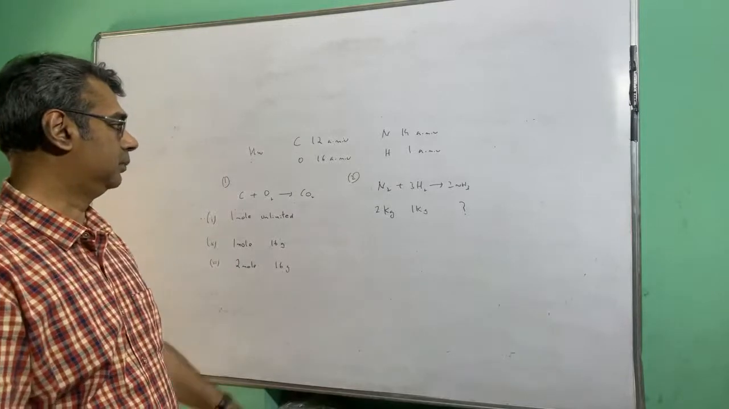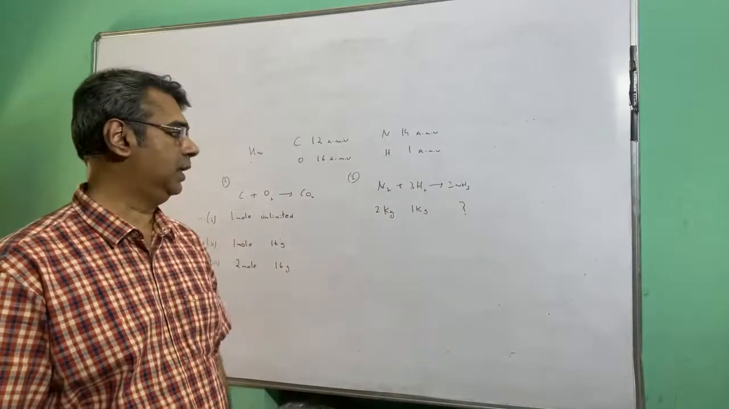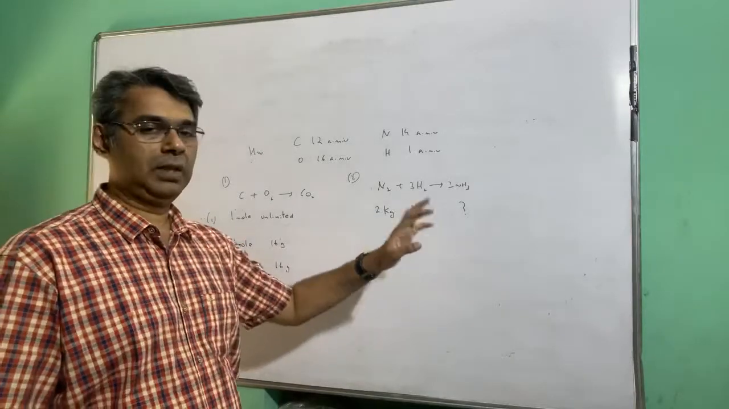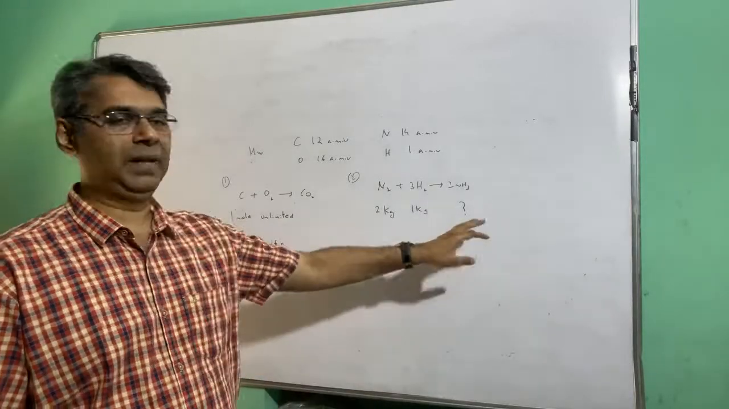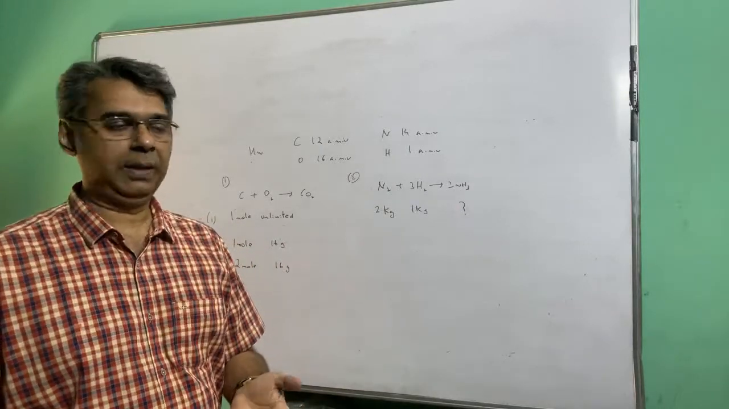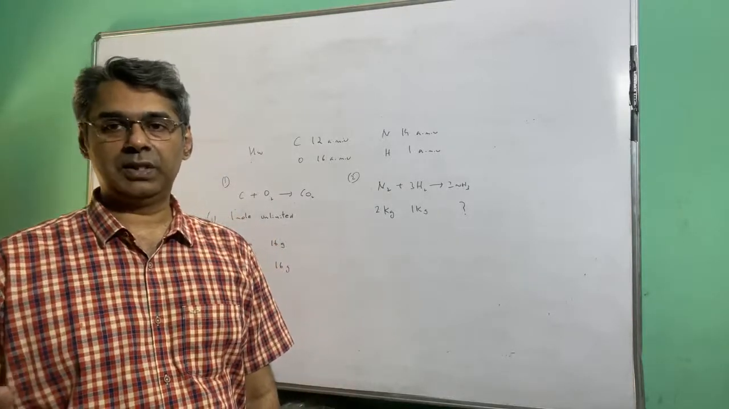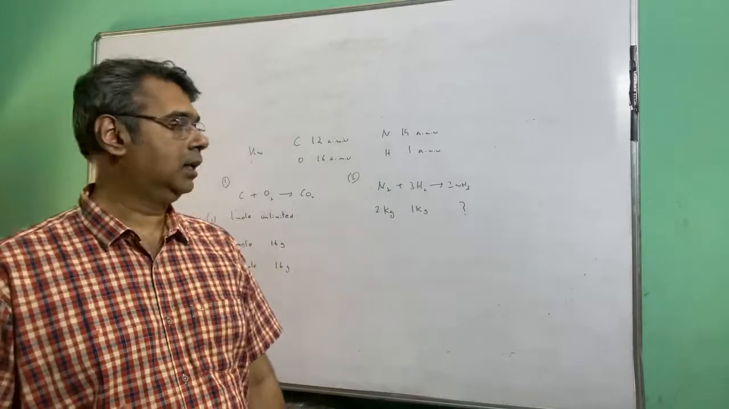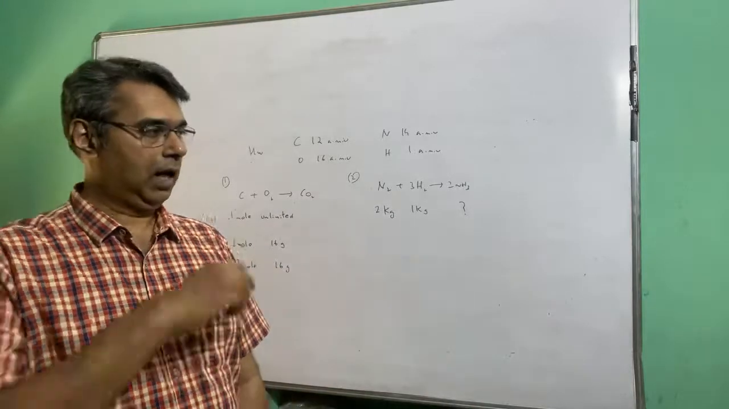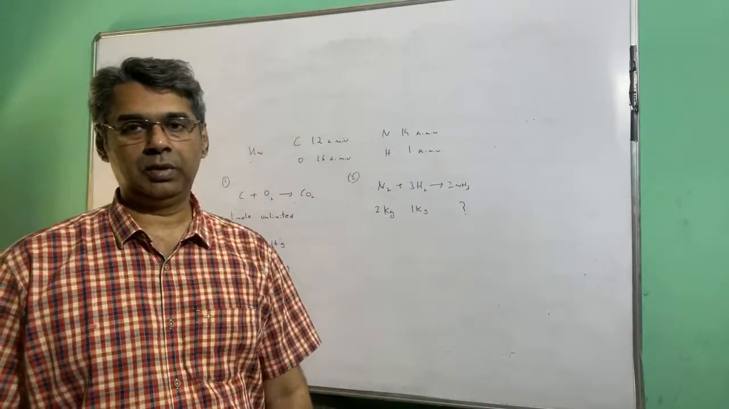The second question for today: N2 plus 3H2 gives 2NH3. You have been told that nitrogen available is 2 kilograms and hydrogen available is 1 kilogram. You will have to predict how much ammonia is formed. NH3 is ammonia. The method is once again the same. You will have to identify which of these two is the limiting reagent, the one in short supply. That one will control the output of the reaction. From there you will have to predict how much ammonia will be formed. So this is the second homework question for today.